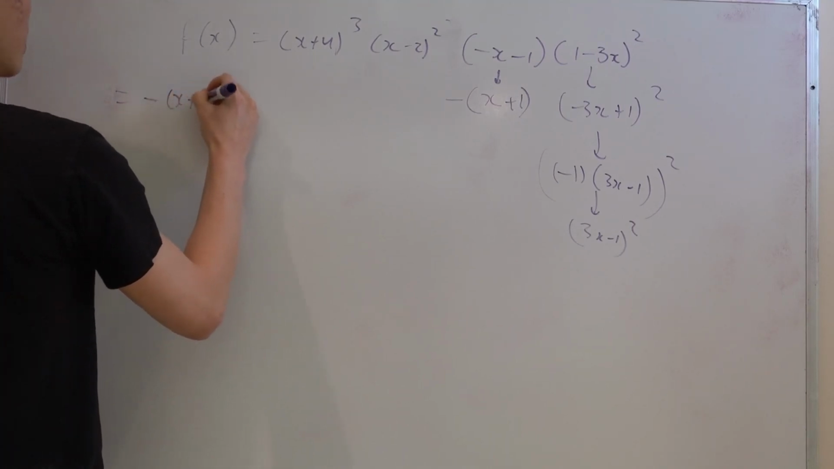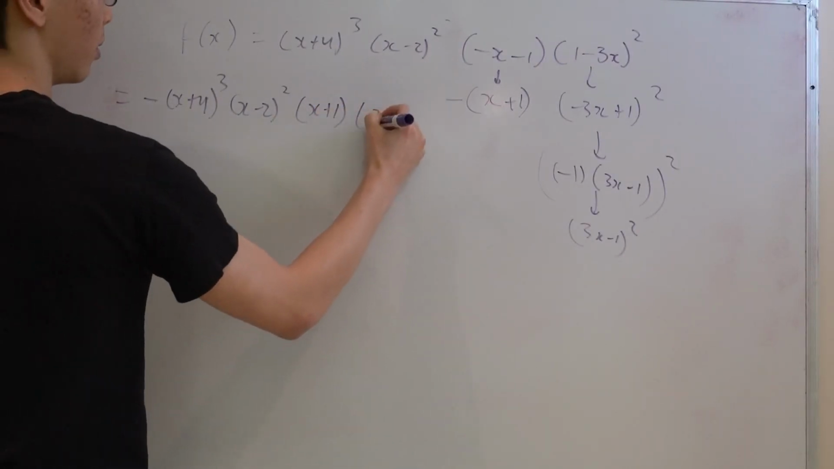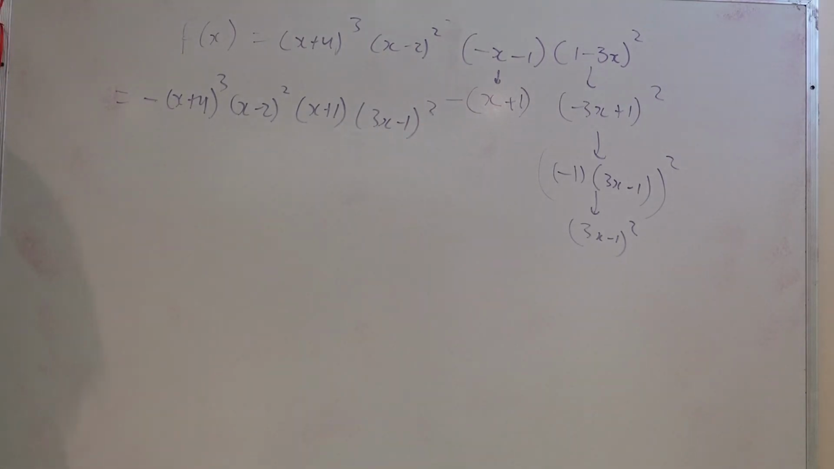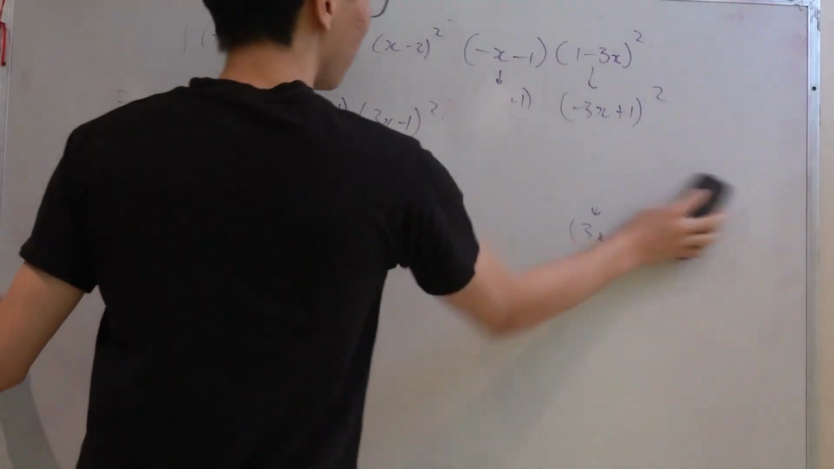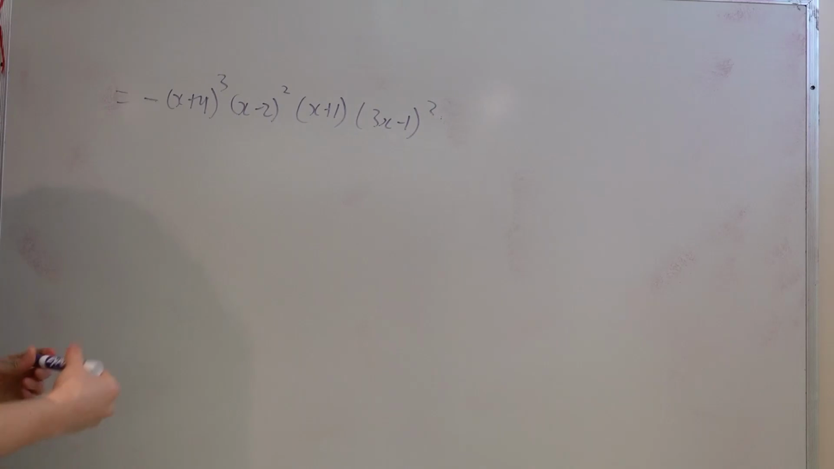Okay? So at the end of the day, our function has really been reduced to the following. Negative x plus 4 to the cubed, x minus 2 squared, x plus 1, 3x minus 1 squared. The negative here I brought to the very front, just to be super clear so that we don't make any mistakes. Okay? And with that being said, we are ready now to graph this thing. Okay, let's go.